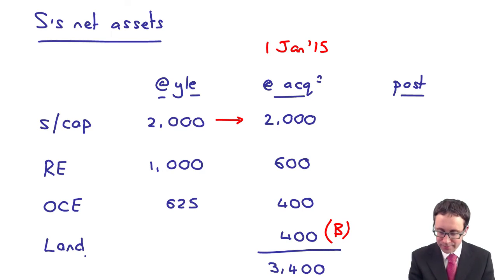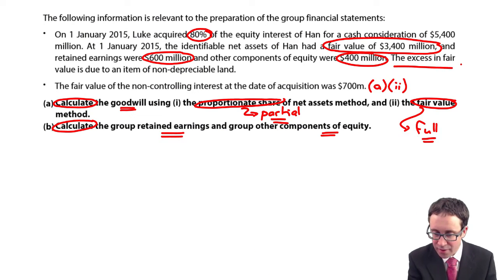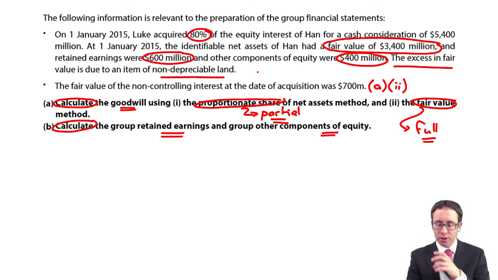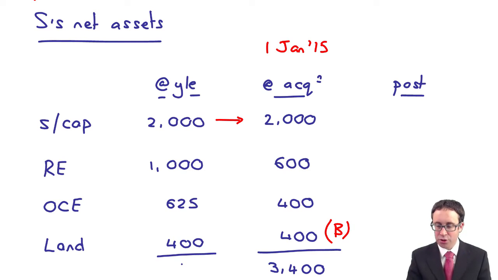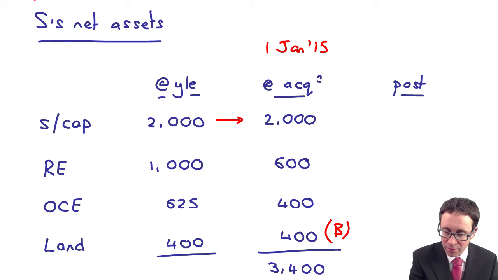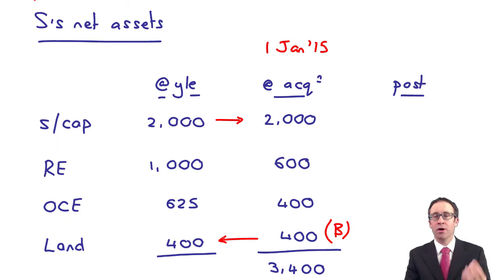Okay, that balancing figure relates to land because it goes through and says there the excess in fair value is due to an item of non-depreciable land. So there, that land was 400 at the date of acquisition. We're not told about it changing in any capacity. So we will assume there that that is then the same. If it was depreciated, so it was another item of property, plant and equipment as opposed to land, that would be depreciated for the year, based upon its remaining useful life.